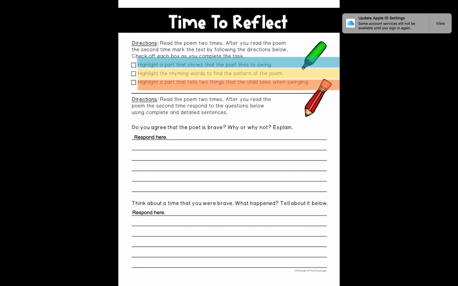Check off each box as you complete the task. The first part is highlight a part that shows that the poet likes to swing. The second thing that you need to do is highlight the rhyming words to find a pattern. So remember, rhyming are words that sound the same.